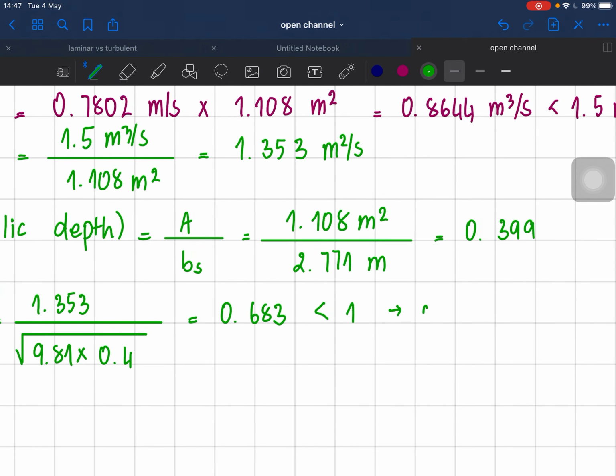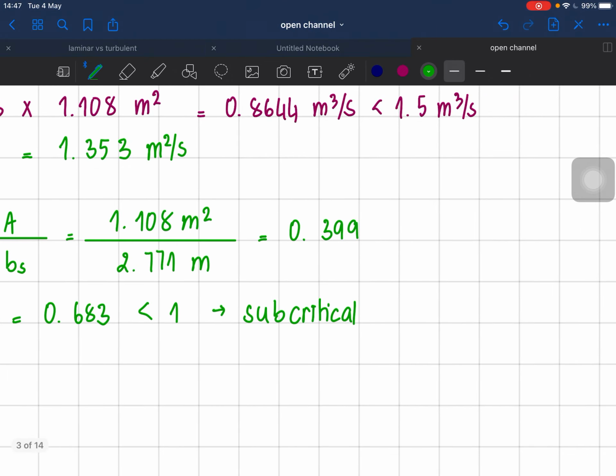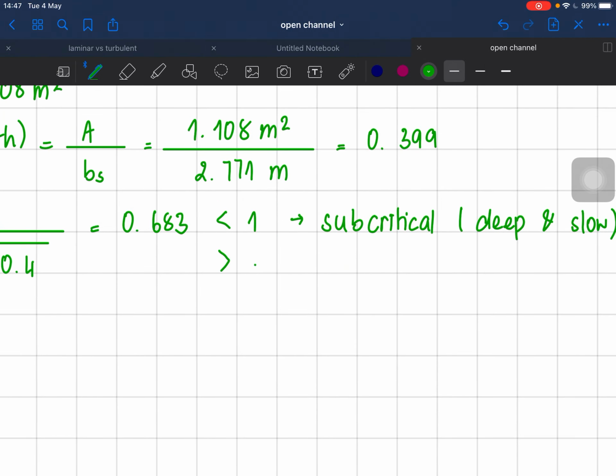So less than 1 means that it's subcritical. Subcritical is like deep and slow flow. If this were more than 1, it would be supercritical, and if it's equal to 1, it's critical.